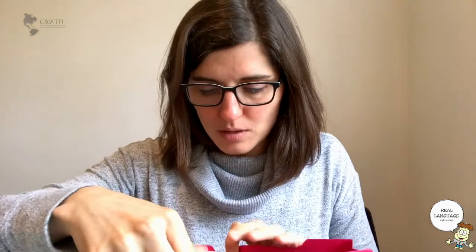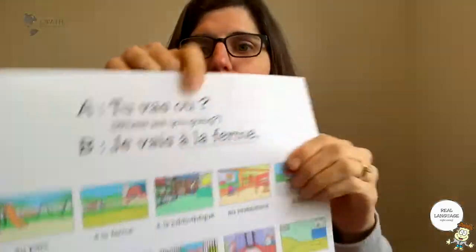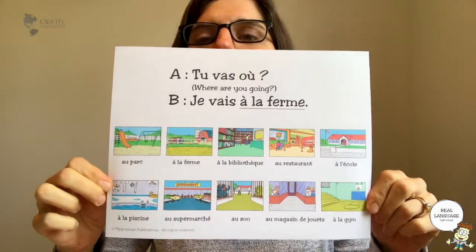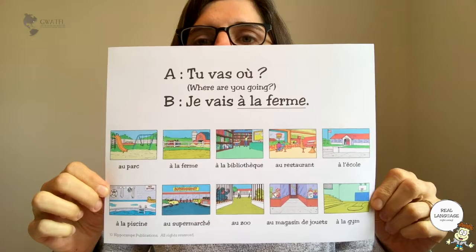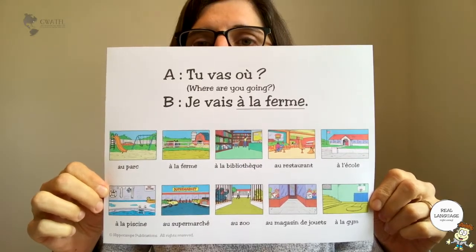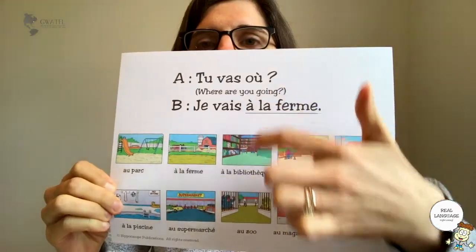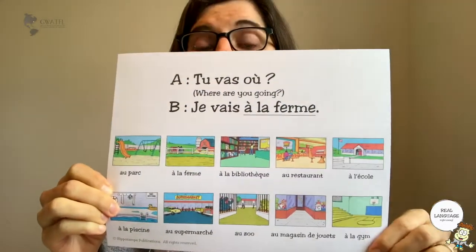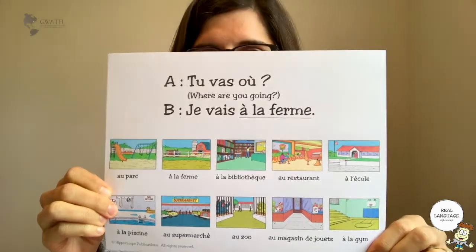The backbone of the lesson is this partner conversation. Here's an example. This is tu vas où with places. Where are you going? You have a simple question and an answer, and then there's an underlined portion, and the students can change and replace the answer so they can practice various vocabulary in that context.